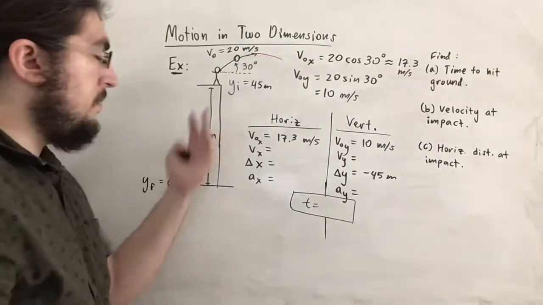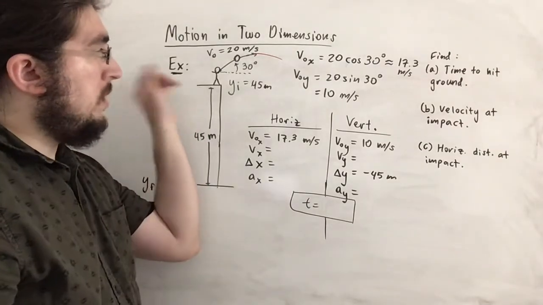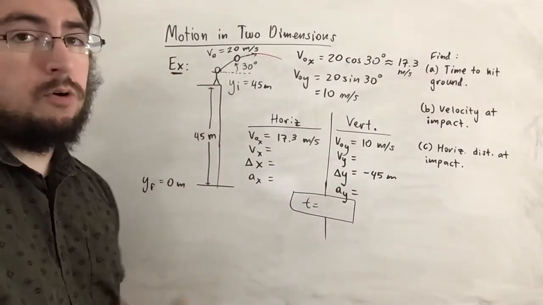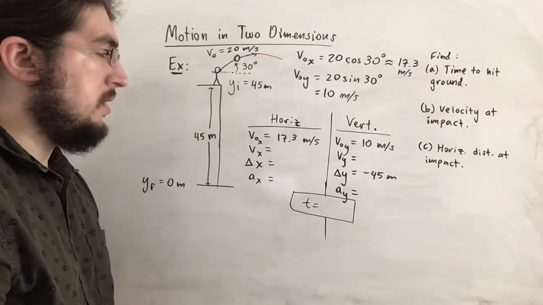So if you ever get confused as far as is delta y negative or positive, just do final minus initial, whichever one you want to be your final and initial. This I think makes more sense because again, we start 45 above and we end 0 above. So end distance minus initial distance.